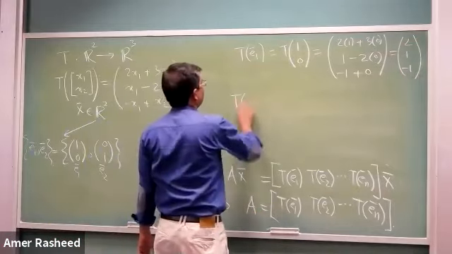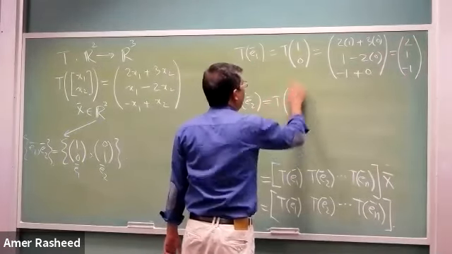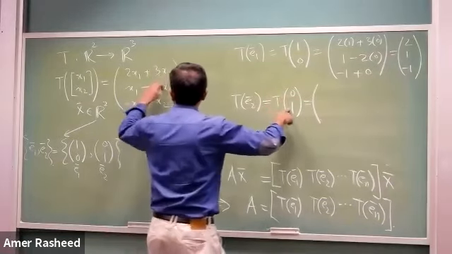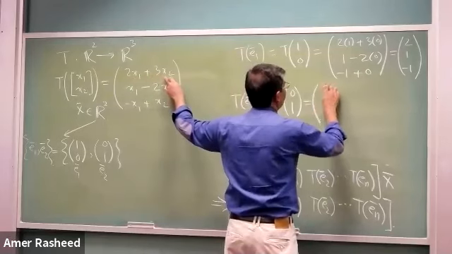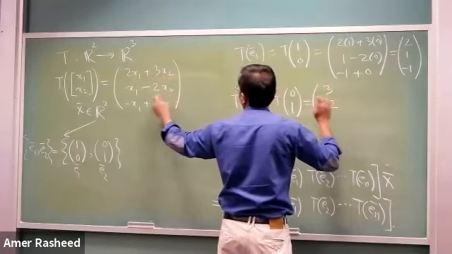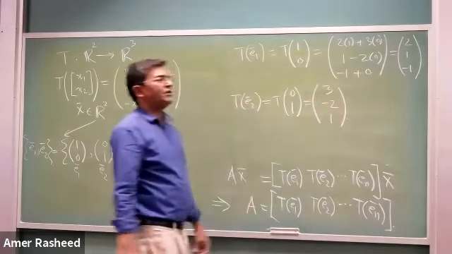Now, you find T of E2, which is T of 0, 1. So now, x1 is 0, x2 is 1. You put it here, and you obtain 3 here, minus 2 here, and 1 here. So this is your T of E2.